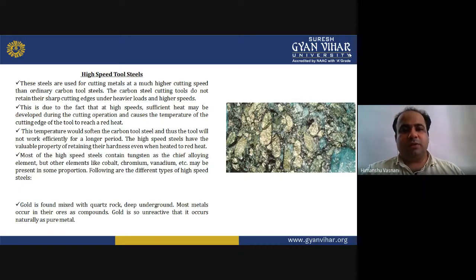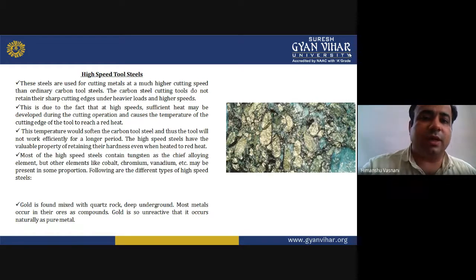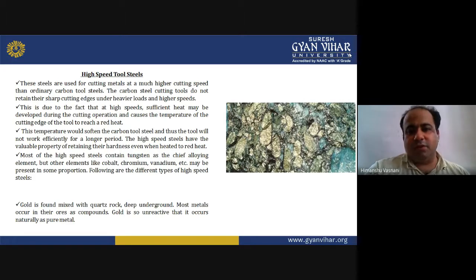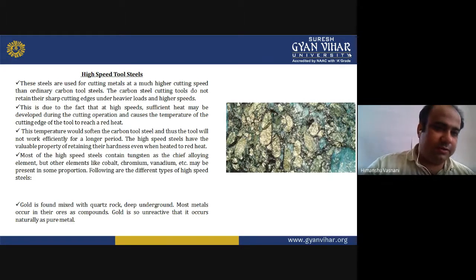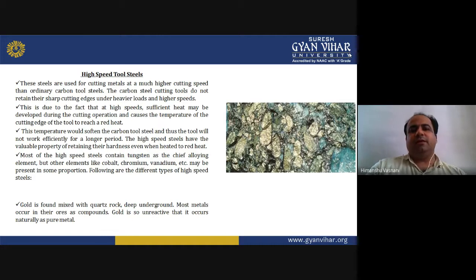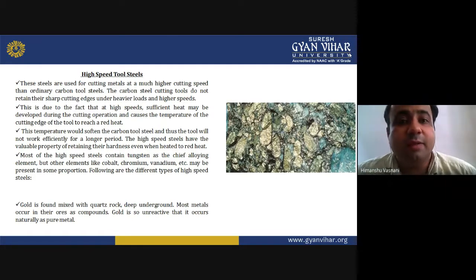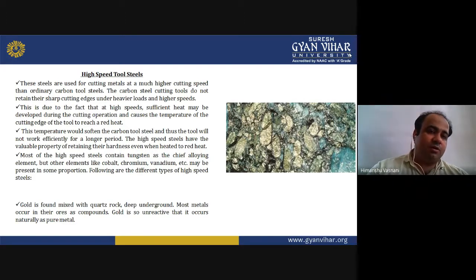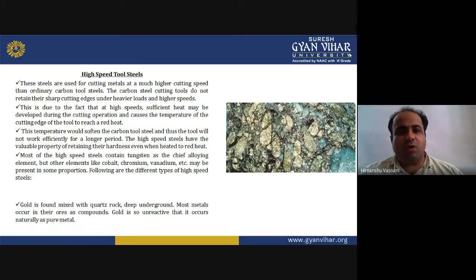Okay, now the carbon steel cutting tools do not retain their sharp cutting edges under heavier loads and higher speeds. This is due to the fact that at high speeds, sufficient heat may be developed during the cutting operation, causing the temperature of the cutting edge of the tool to reach a red heat.